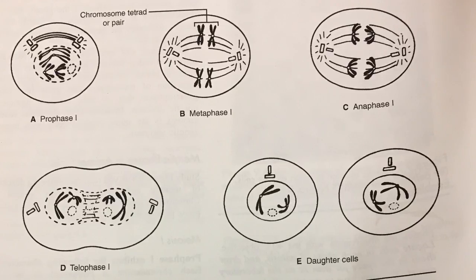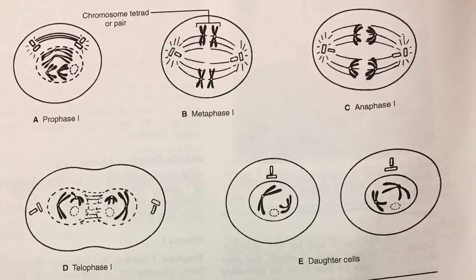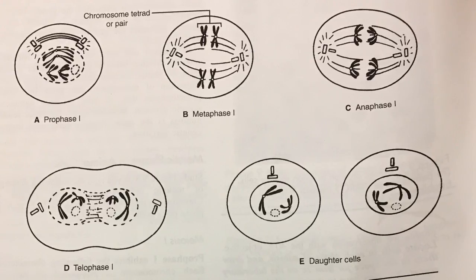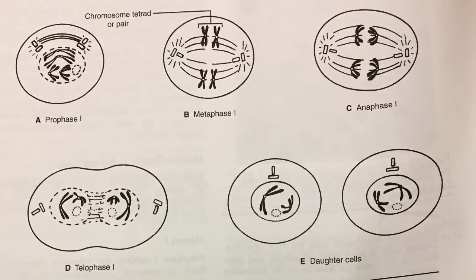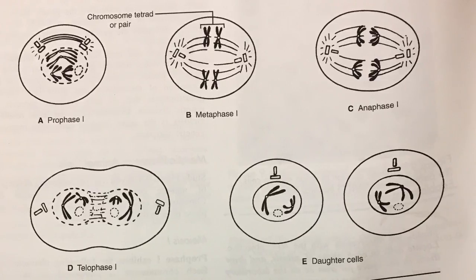Meiosis 1. The first step of meiosis 1 is prophase 1. This is where chromosomes become visible, crossing over occurs, and the nucleus disappears. The meiotic spindle forms, and the nuclear envelope also disappears.